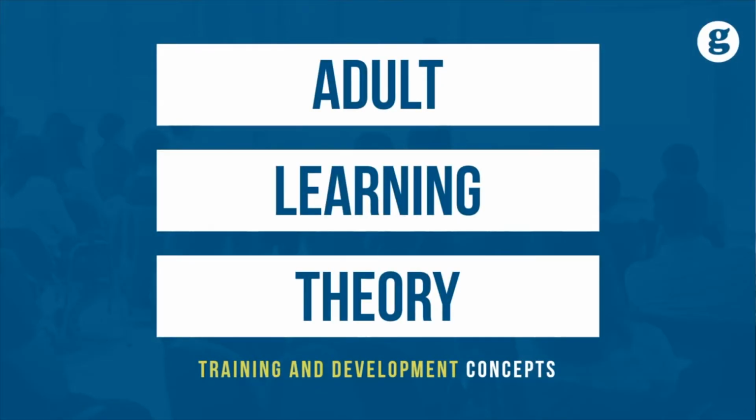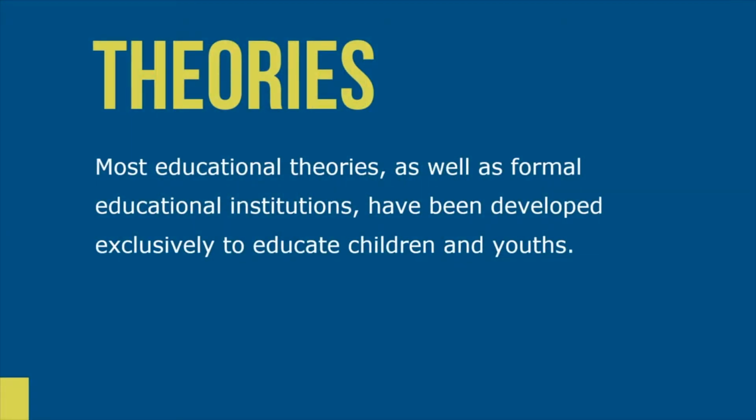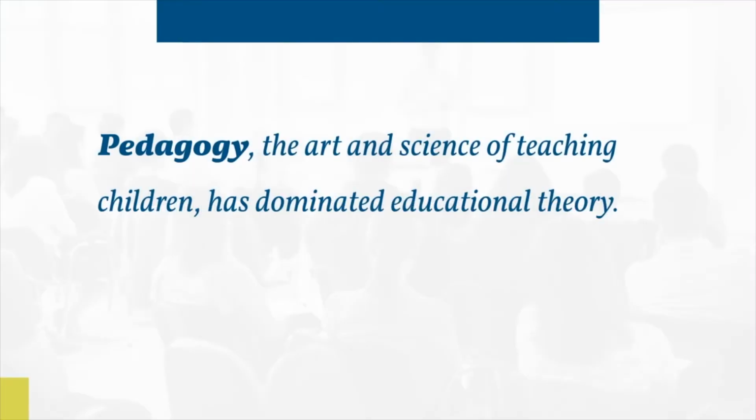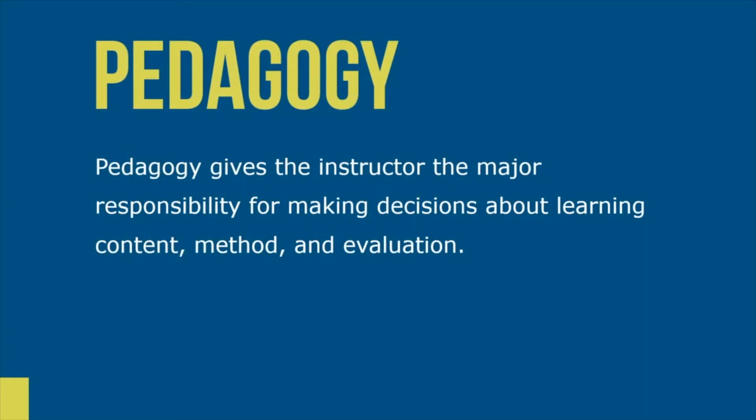Adult learning theory was developed out of the need for a specific theory of how adults learn. Most educational theories, as well as formal educational institutions, have been developed exclusively to educate children and youth. Pedagogy, the art and science of teaching children, has dominated educational theory. Pedagogy gives the instructor the major responsibility for making decisions about learning, content, method, and evaluation.